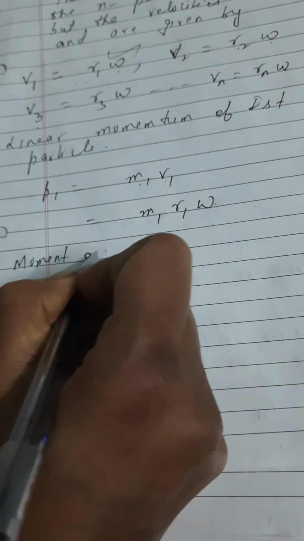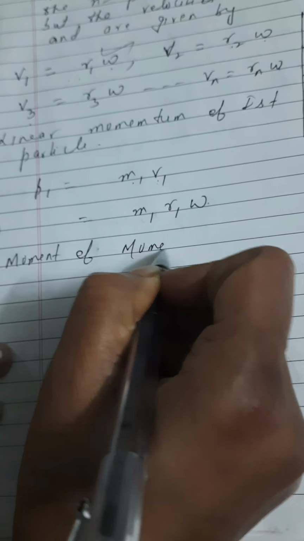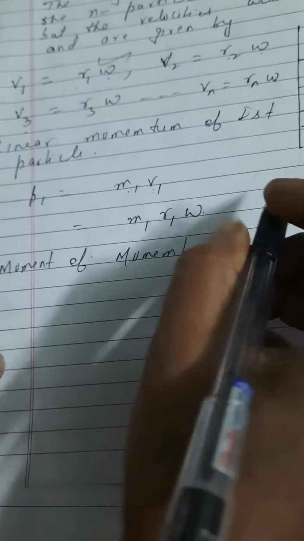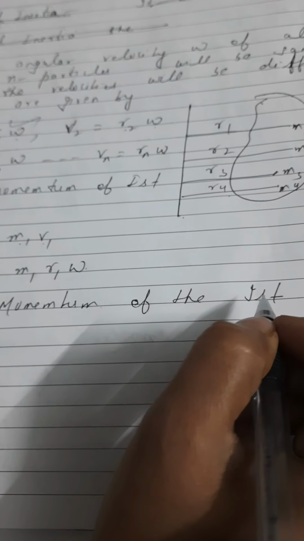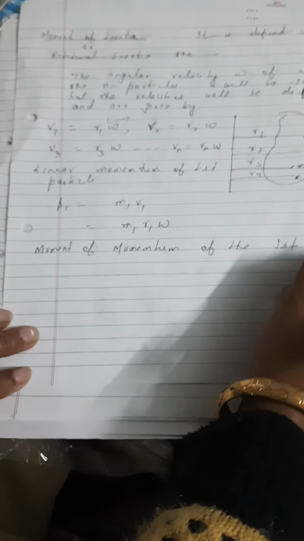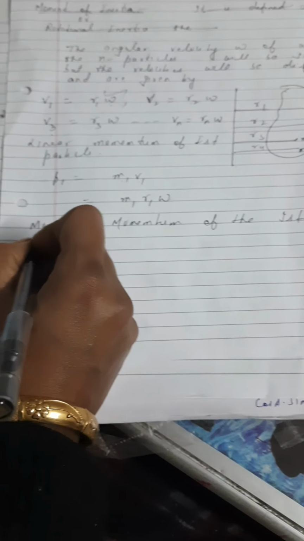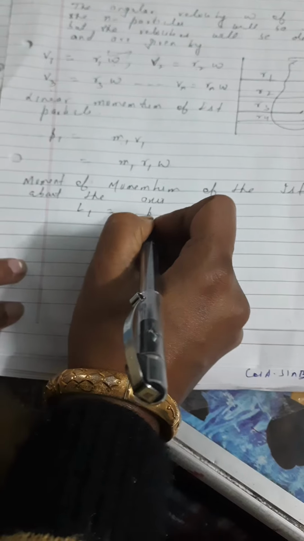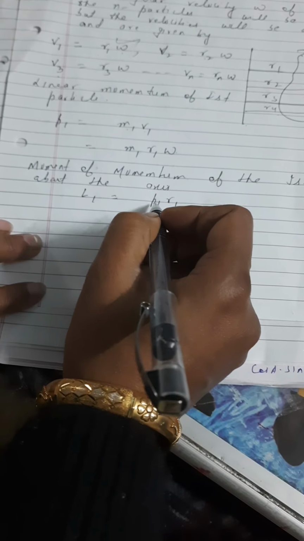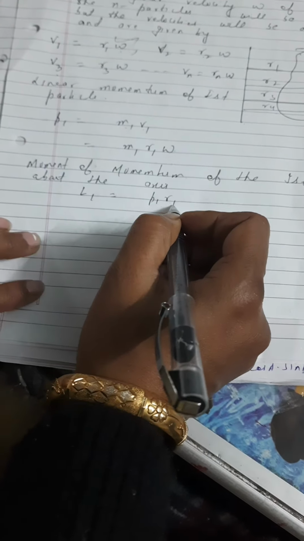Now moment of momentum, that is angular momentum, you know. Moment of the first particle. What is moment of momentum? Moment of momentum is the angular momentum. Moment of momentum of the first particle about the axis is L1 is equal to, what will be? P1 R1. All of you know this is the formula. L1 is equal to P1 R1.